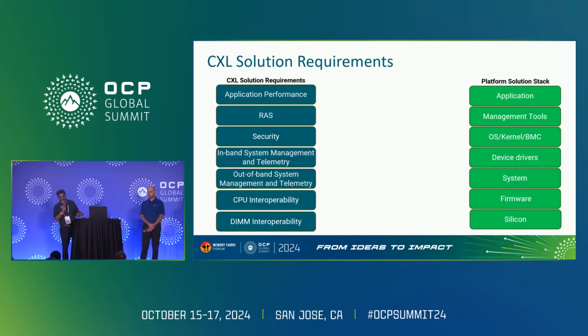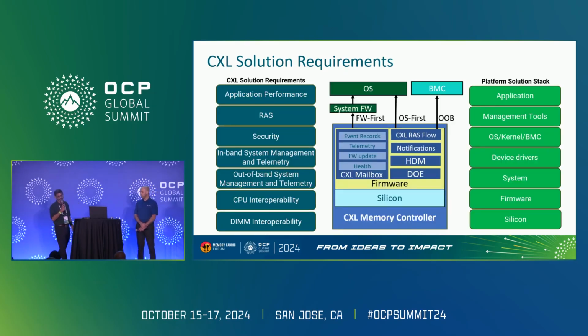Okay, so on this slide, on the left side, these are the basic CXL solution requirements. We talk about RAS, security, in-band management, out-of-band management. The CXL components that are getting designed have to interoperate with all the CPUs that are in the market. They have to interoperate with all the DIMMs because we don't want to be fixed with a certain vendor for a CPU, a certain vendor for a DIMM, right? So interop is very important.